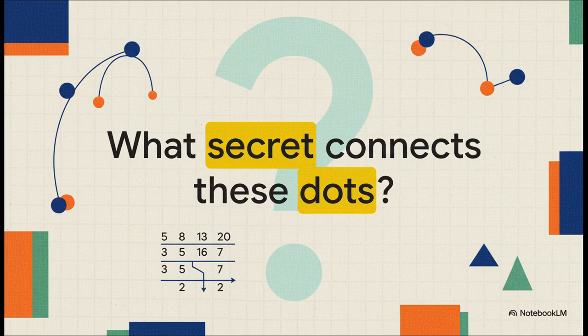So take a look at this. These dots, they're not just random, and they're definitely not making a straight line. You can see they're tracing this perfect, sweeping curve upwards. There's a rule here, some secret logic that's connecting them all. The big question is, what is it?